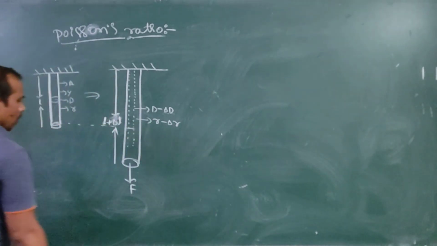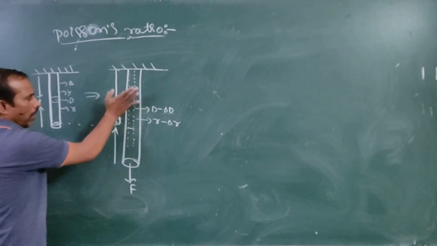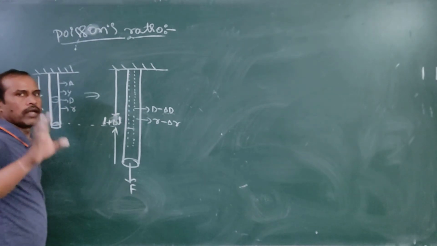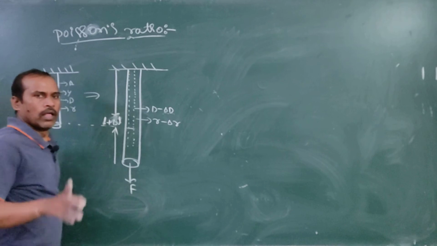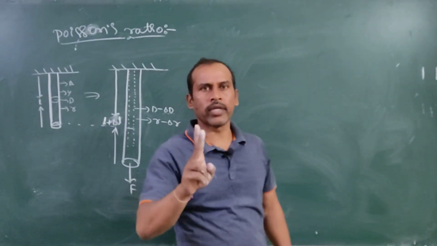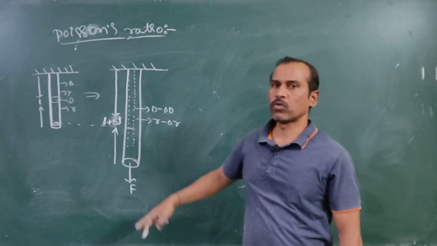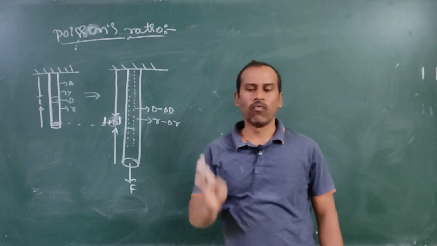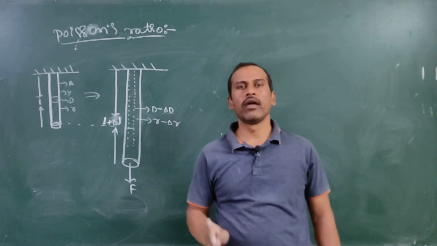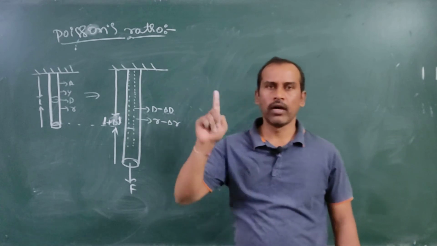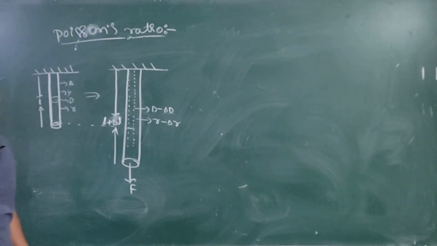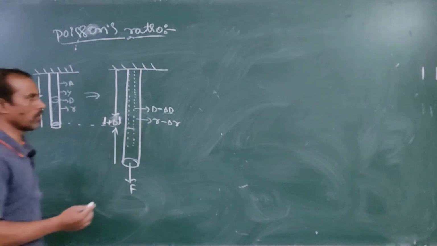That means after loading, the elongation increases, while the diameter and radius of the wire decrease at the same time. So two strains are produced in the wire at the same time. One is lateral strain, and another one is longitudinal strain. First of all, lateral strain.